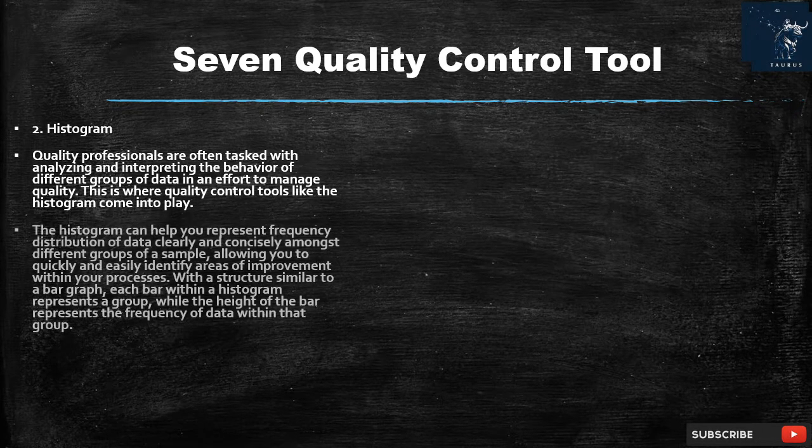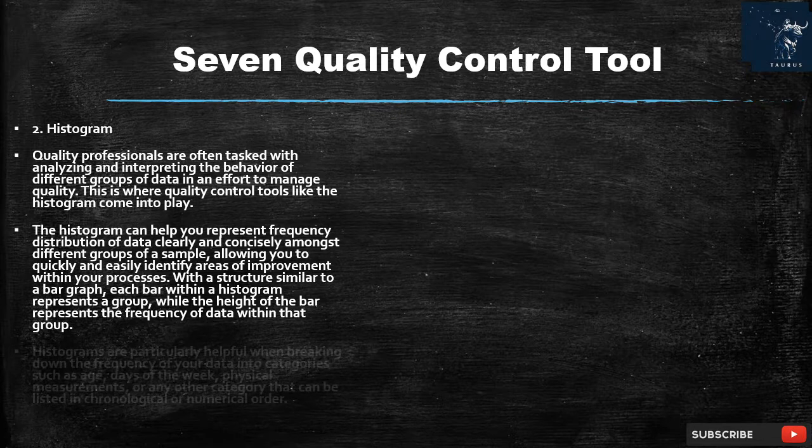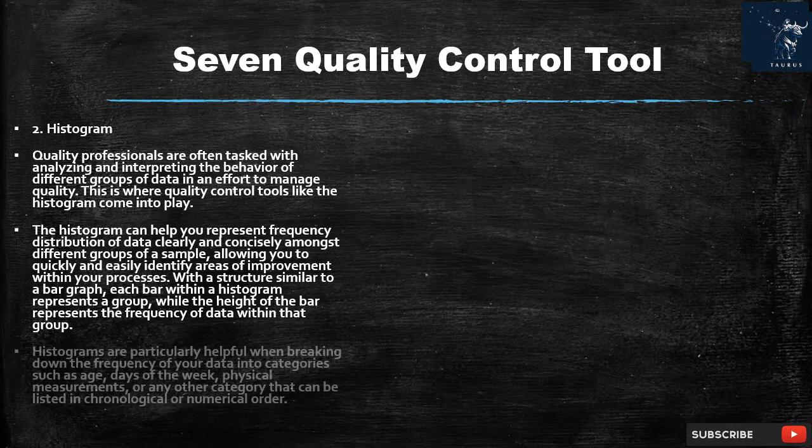2. Histogram. Quality professionals are often tasked with analyzing and interpreting the behavior of different groups of data in an effort to manage quality. This is where quality control tools like the histogram come into play. The histogram can help you represent frequency distribution of data clearly and concisely amongst different groups of a sample, allowing you to quickly and easily identify areas of improvement within your processes.